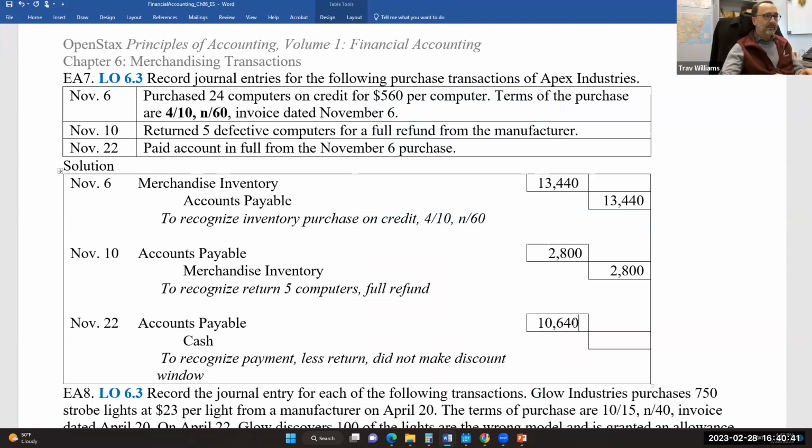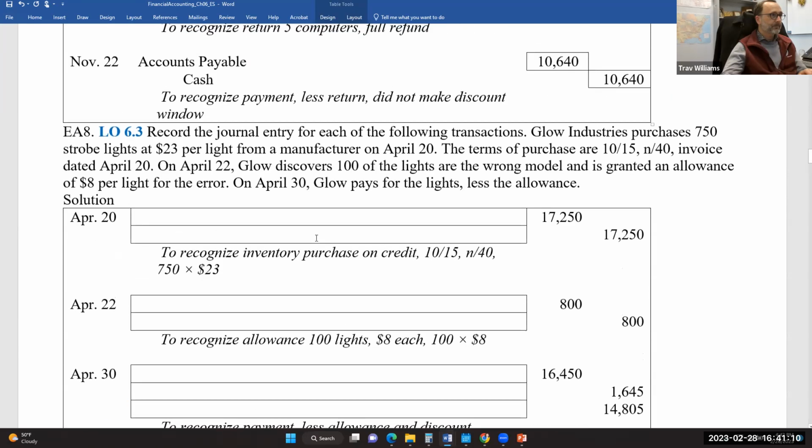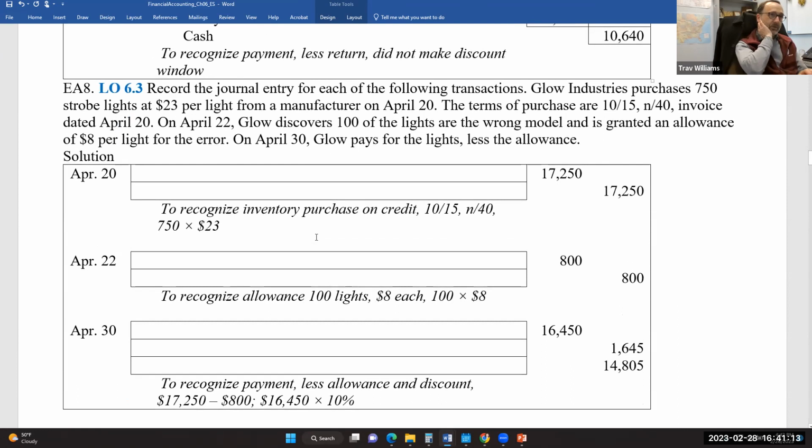Now, if we did pay in time to get the discount, it would be on whatever is the remaining accounts payable. So you have to first subtract any discounts that came from returning products or from allowances. And then whatever is the remaining balance in accounts payable, that would be the amount that you got a discount for paying early. But in this case, obviously, we didn't pay early. Okay, so if there are no questions on that one, we'll go to number 8.